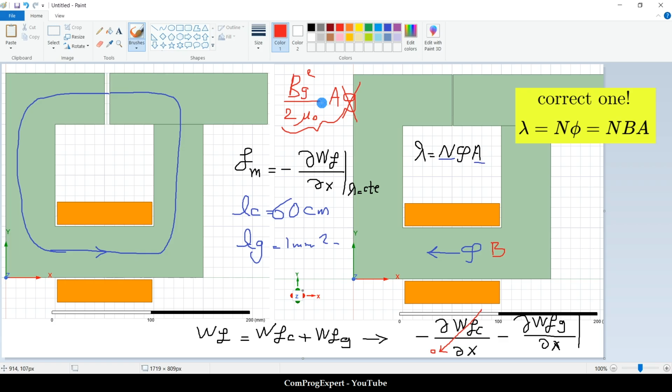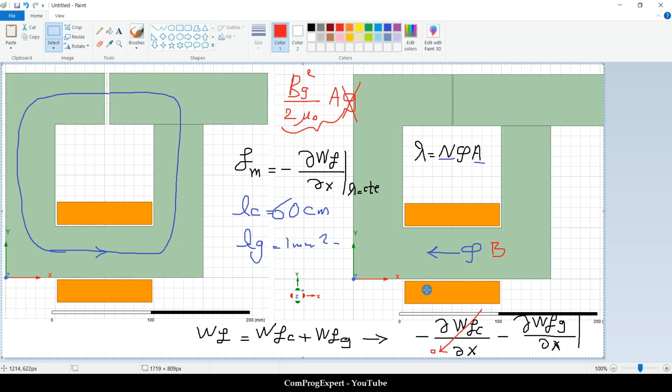You should review this procedure for calculation of the force, and how the energy changes in the iron part and in the air gap. When we have a small variation in the air gap length and keep the flux linkage constant, the energy change is associated with the energy change in the air gap.